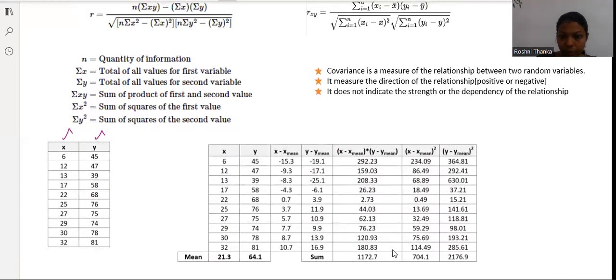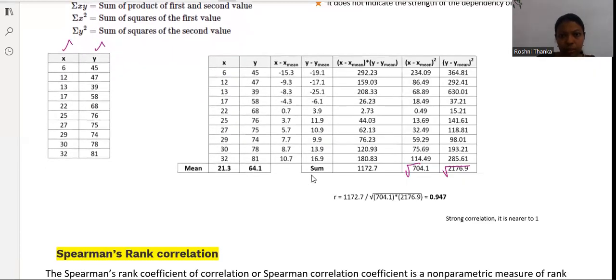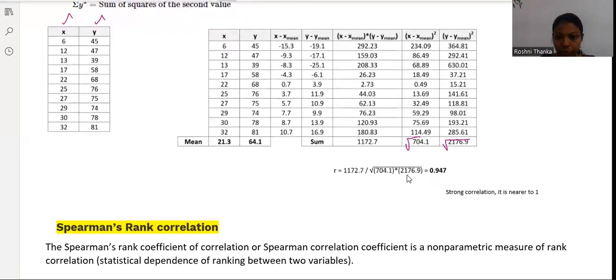The summation we found here, and for this value also we want to find the sum. So that is also found. Then we want to find the square root of this value and the square root of this value. That will help you to find this value. So after finding this value, when you apply it to the Pearson correlation, we'll get this.